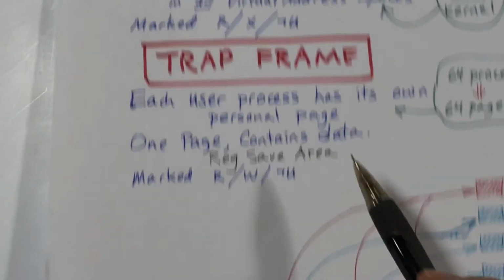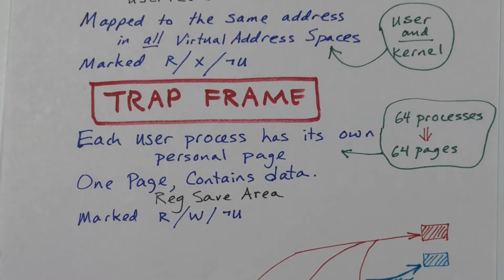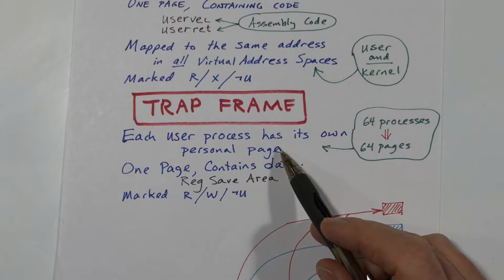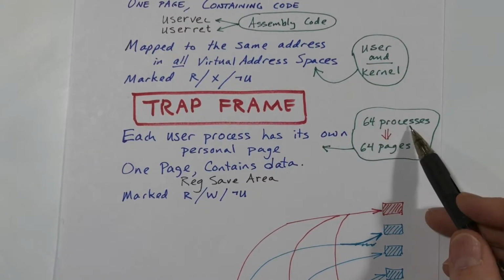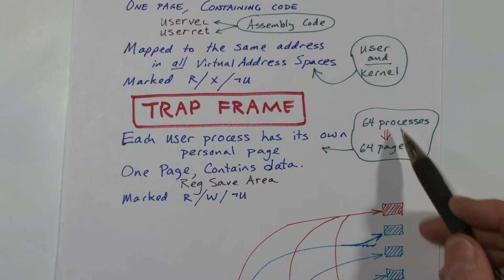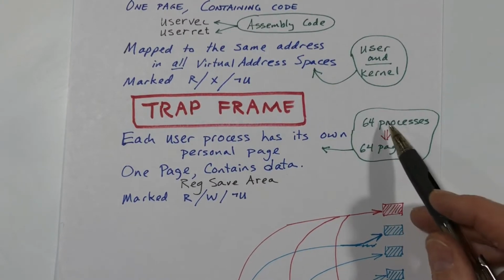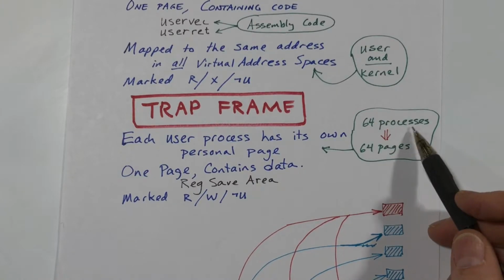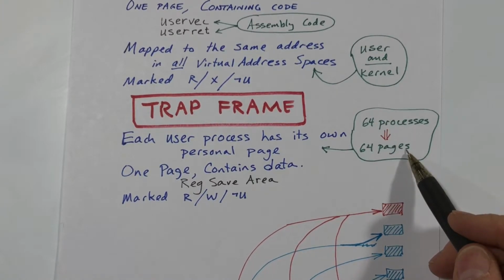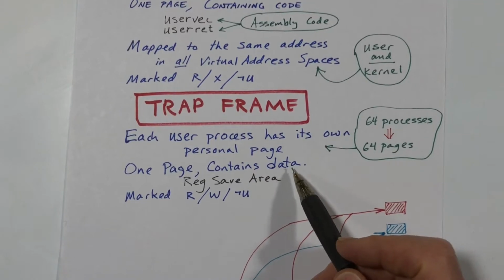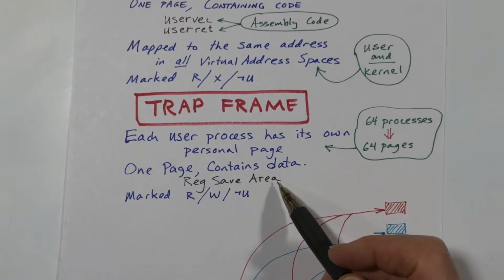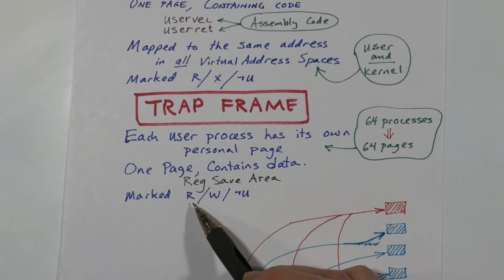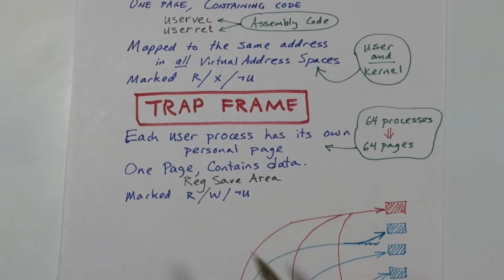And as I said, it's marked readable and executable, but it cannot be accessed when running in user mode. There's a trap frame page, and each process has its own page, so each page is different. There are 64 processes. Some of them may be dormant and not executing, but there can be at most 64 active processes. And each virtual address space will have its own trap frame. And that will contain the data, and in particular, it will contain the area where we will save the user's registers. So it's marked readable, writable, not accessible in user mode.